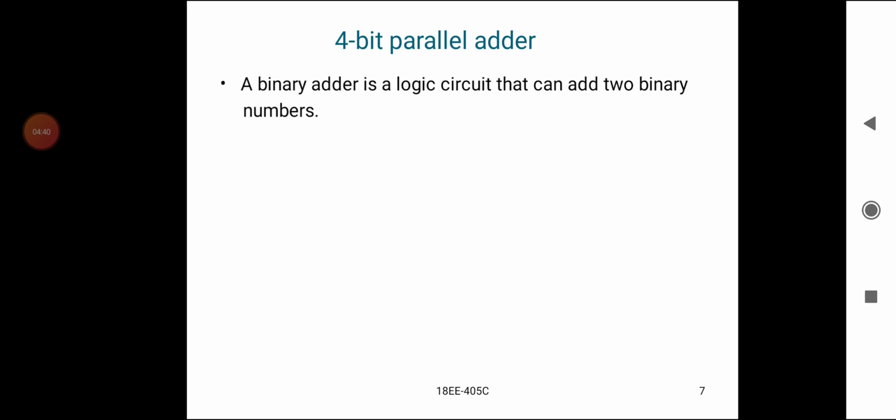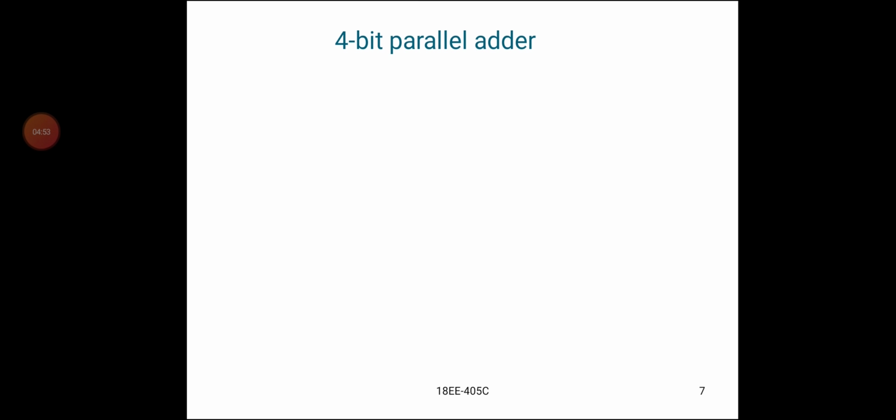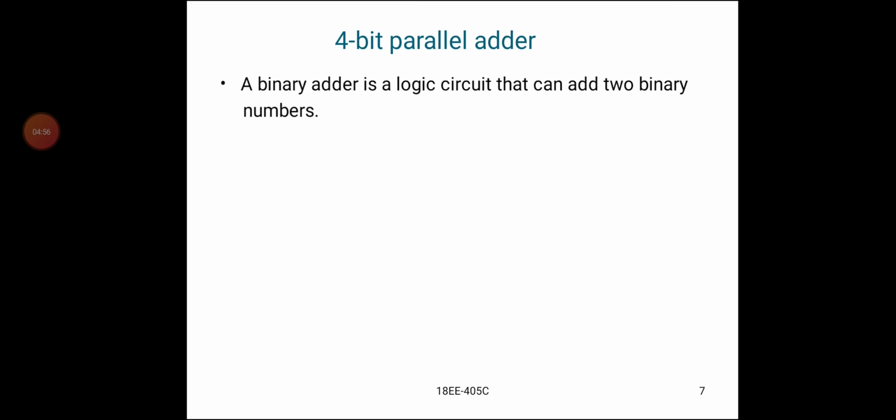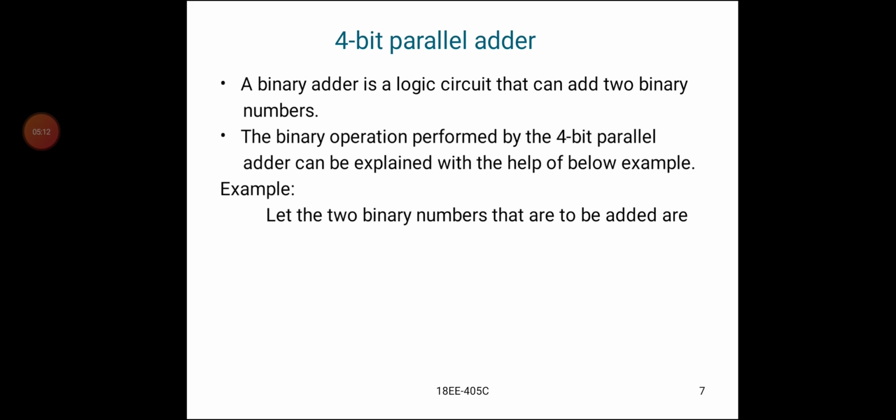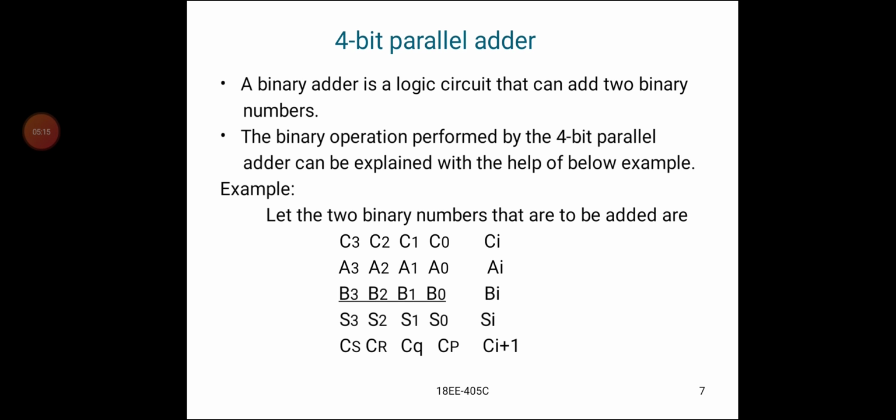A binary adder is a logic circuit that can add two binary numbers. The binary operation performed by the 4-bit parallel adder can be explained with the help of the below example. Let the two binary numbers to be added be Ai, Bi, Ci.